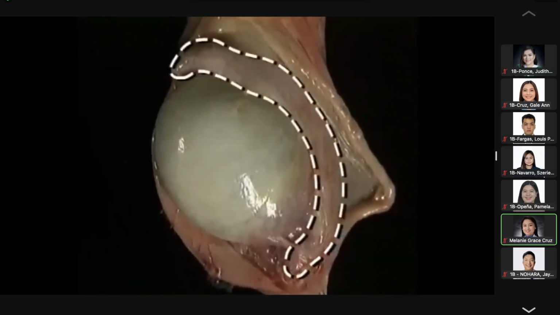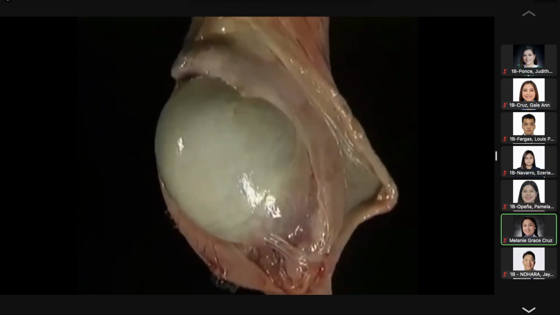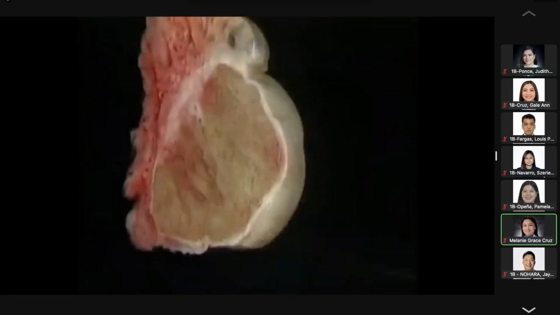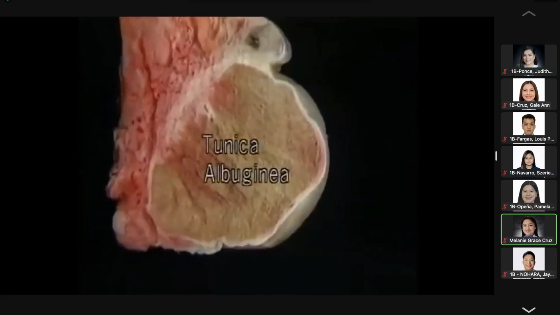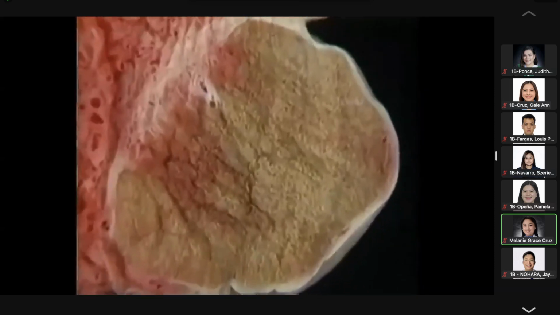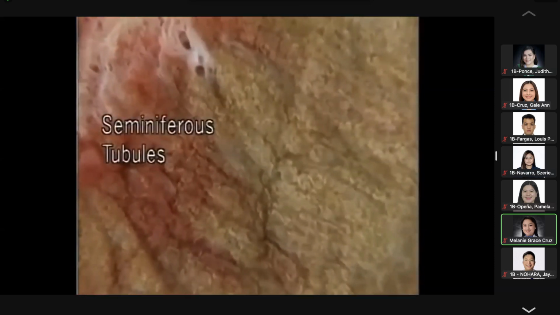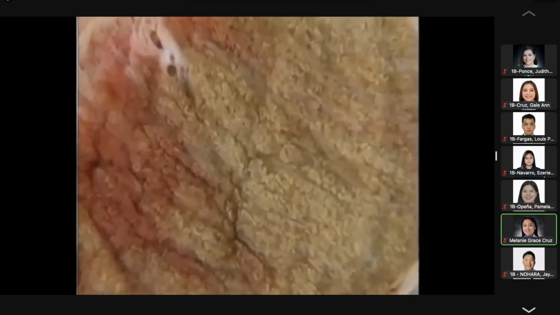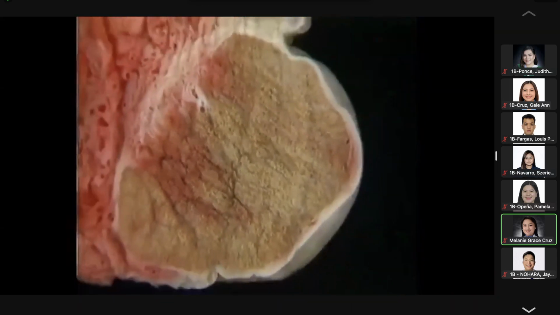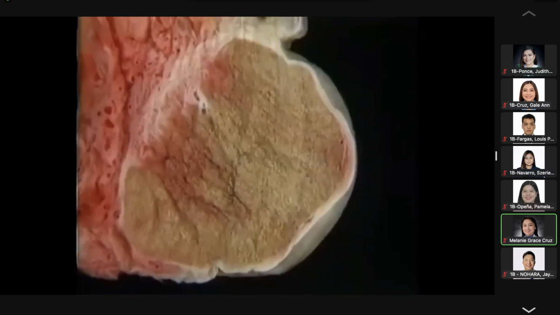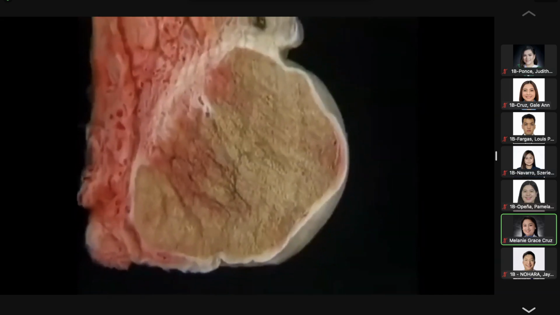This is the testis. Here behind it, partly hidden, is the epididymis, through which spermatozoa pass to reach the ductus deferens. The testis, which we've divided longitudinally here, has a tough fibrous coat, the tunica albuginea. Spermatozoa are formed throughout the testis in the seminiferous tubules, which are just visible here. The seminiferous tubules pass upwards and backwards to converge on this fibrous area, the mediastinum of the testis, where they join to form a network of tubules, the rete testis, that's not visible here.